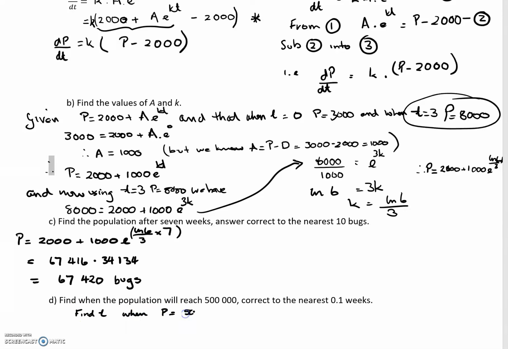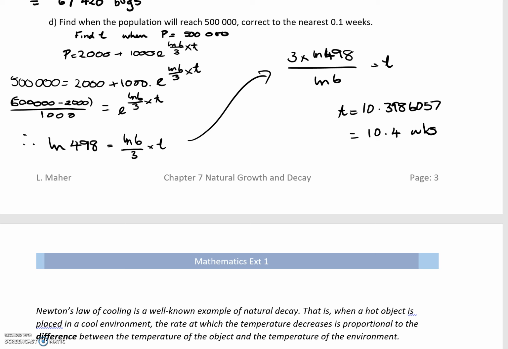When P is 500,000, again, you can expect that we'll be using some logs, but again, I'll pause it and write up the solution. So there you can see that I've rewritten the equation, subbed in the 500,000, solved this equation, brought the 2,000 across, divided by 1,000. So that calculation there ends up 498.